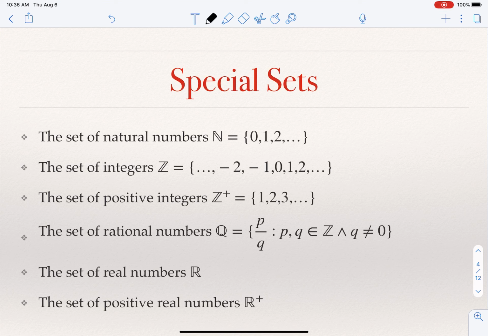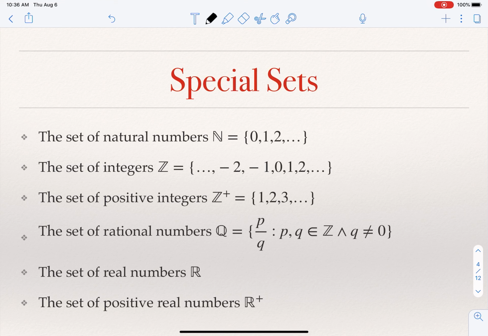The set of rational numbers: a number is rational if you can write it as the fraction p over q, for two integers p and q. So again, 2 is rational, 17 is rational, 2/3 is rational, 1/10 is rational, but pi is not rational. Square root of 2 is not rational. Square root of 3 is not rational, and so on.